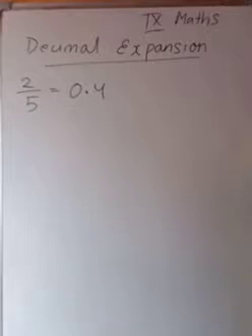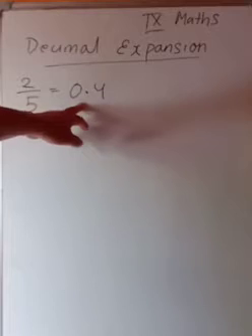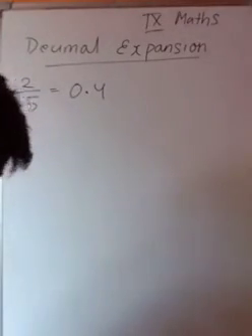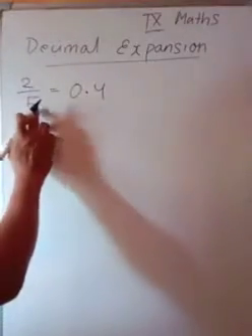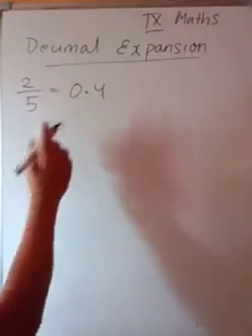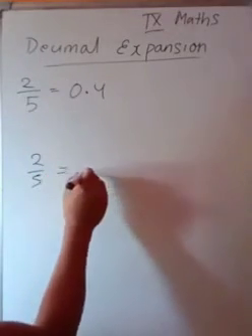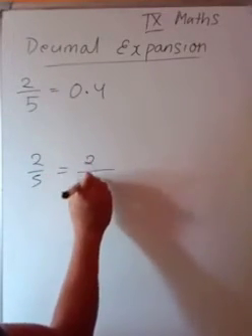And there is another process. You can find the same value with another process which is called without actually dividing. Without directly dividing, how to find its value like this, 2 by 5. So to do this, first you have to write down 2 by 5.